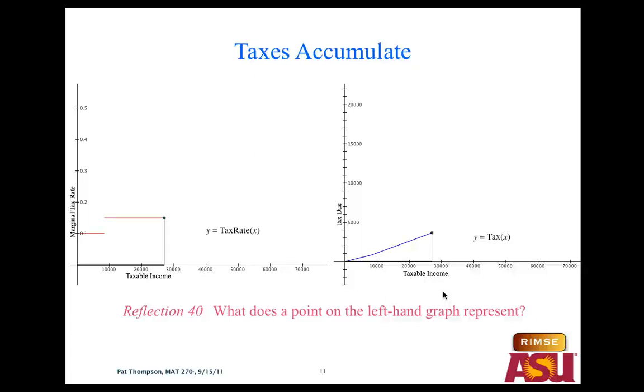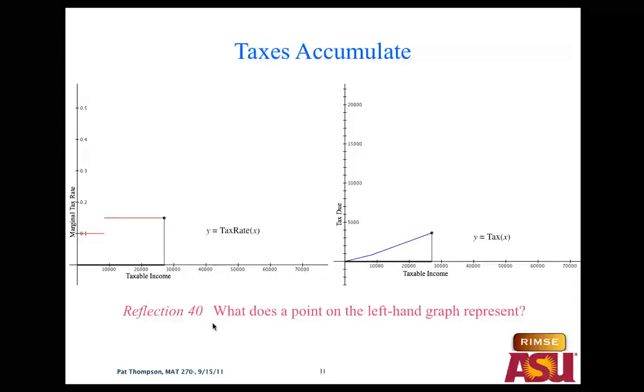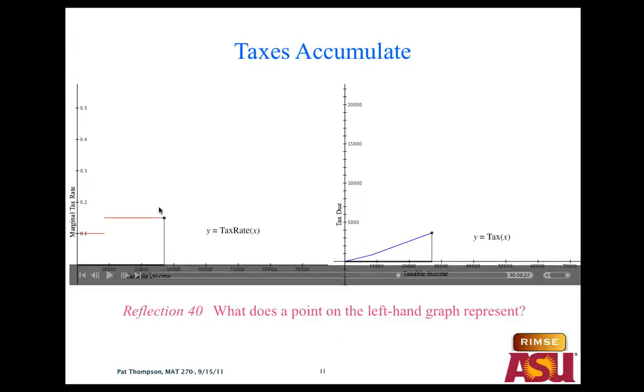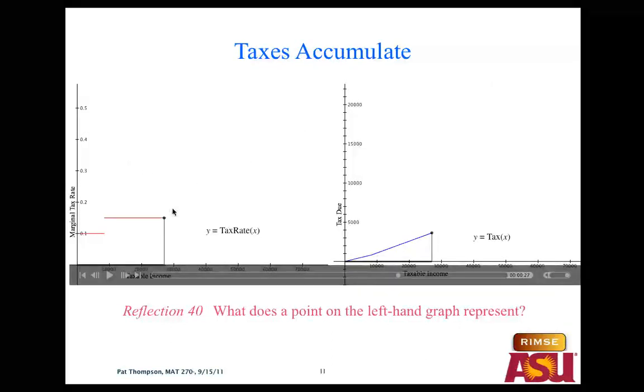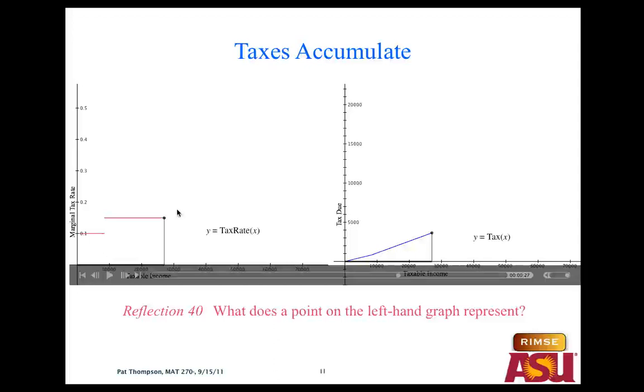Okay, we'll start with left. Brent, talk to me about a point on the left-hand graph. It's the function of tax rate. Like the function, it gives you the tax rate for the taxable income. Okay, good. So it's two pieces of information, right?